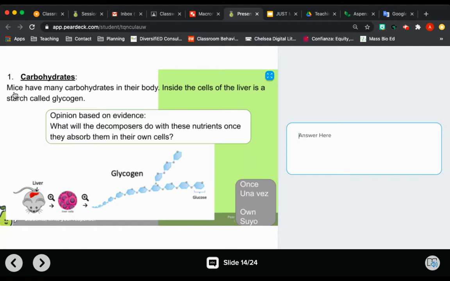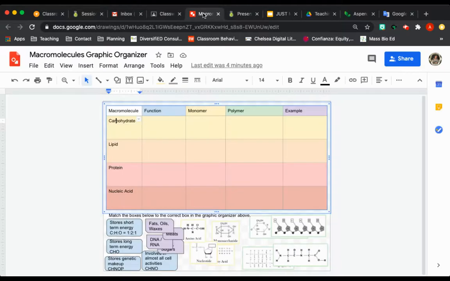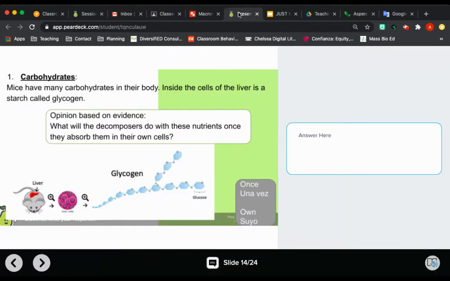So carbohydrates, still, opinion based on evidence. What will the decomposers do with these nutrients once they absorb them into their own cells? So the carbohydrates, what is their job? What do they do? So what will the carbohydrates do for the decomposer? You can also look at this carbohydrate function, the job. So what will the decomposers do with these nutrients?